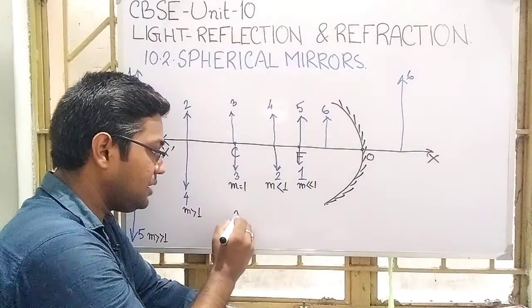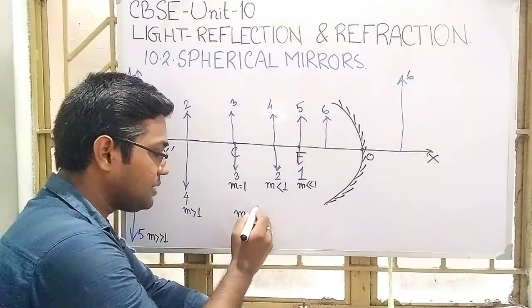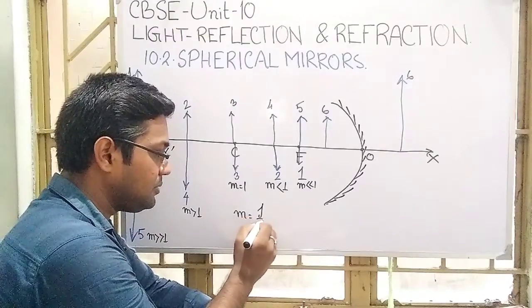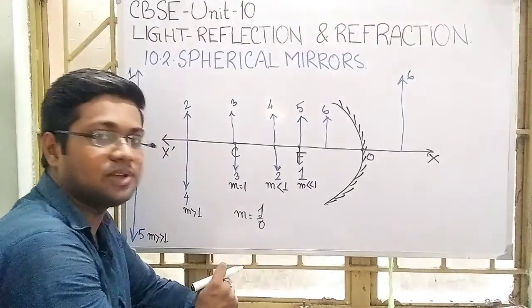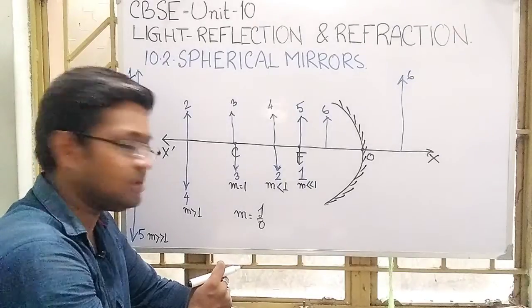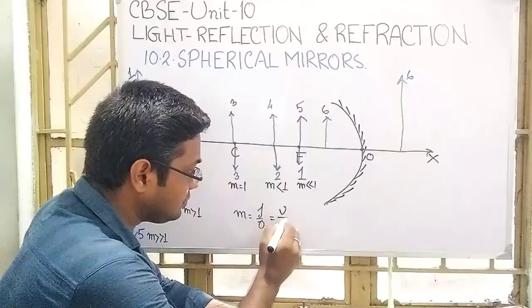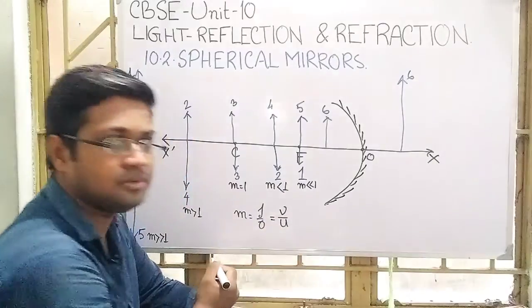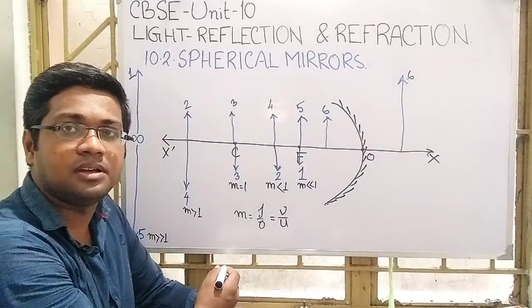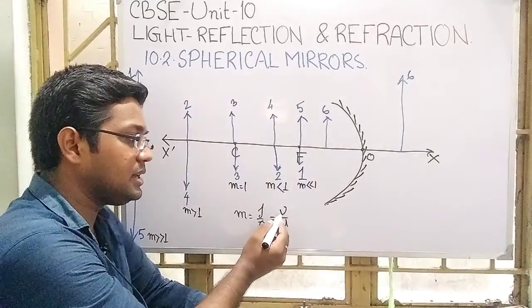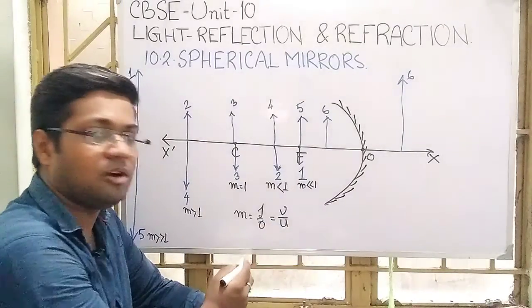I want to remind you of one relation, that is M equal to I by O, the length of the image to that of the object. It is a ratio of the length of the image to that of the object. Not only that, it is also the ratio of V by U, that is the image distance to that of the object distance.